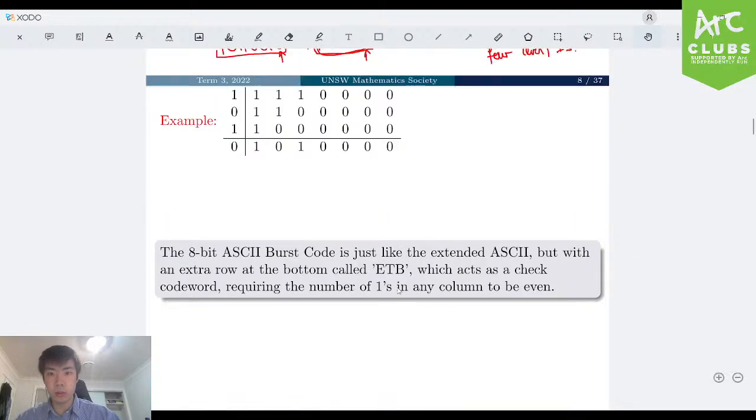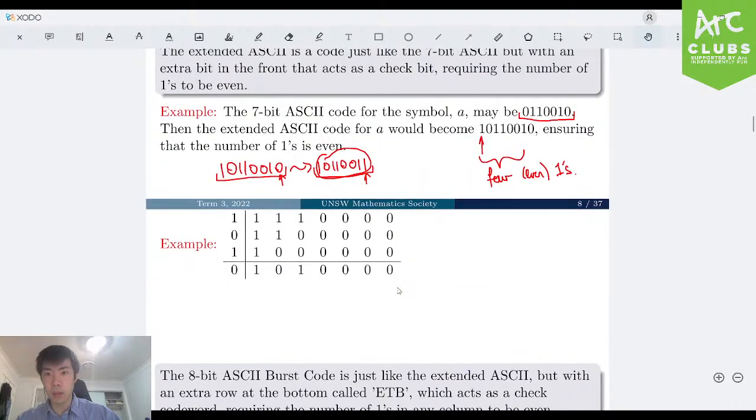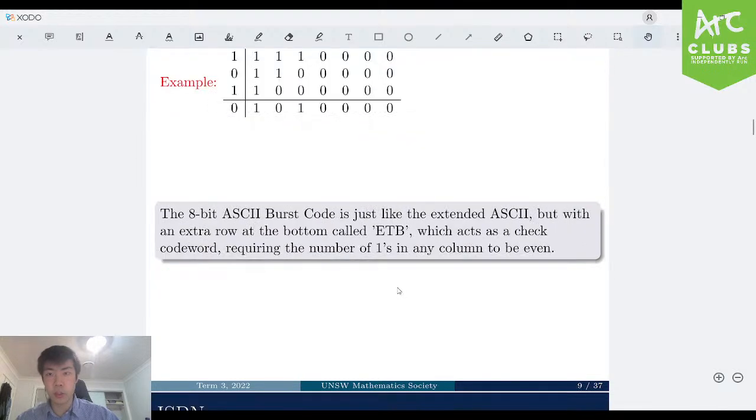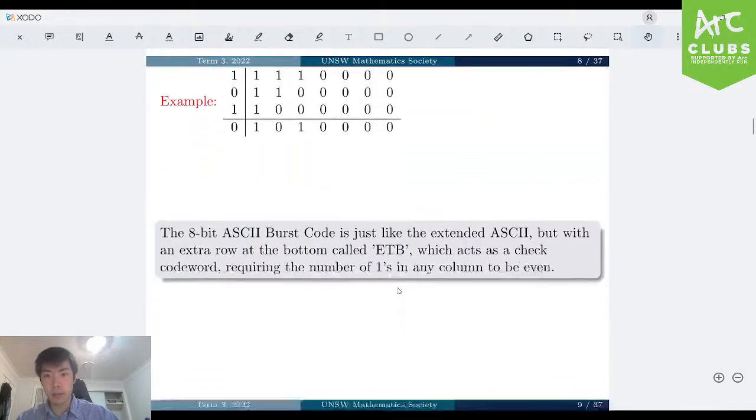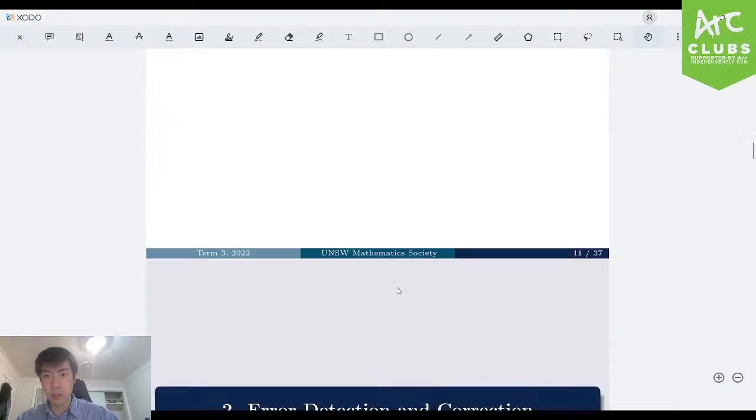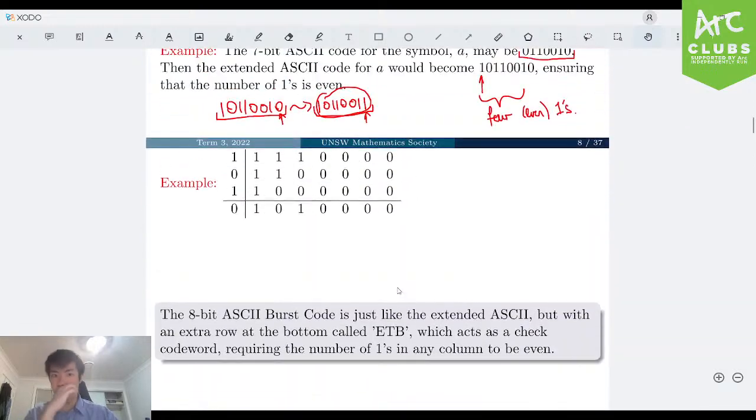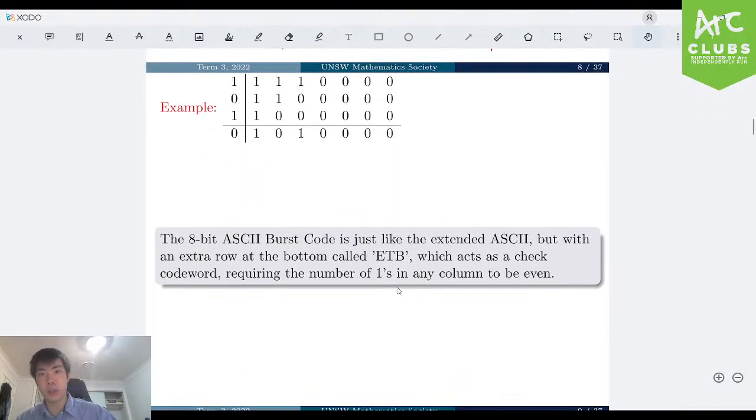Not sure why this is like this. Not sure what happened to this slide, but essentially this is what I was saying earlier. This is a new slide. I'm not sure what happened to it, but this slide should be about ASCII burst code. I'll just write it up here.